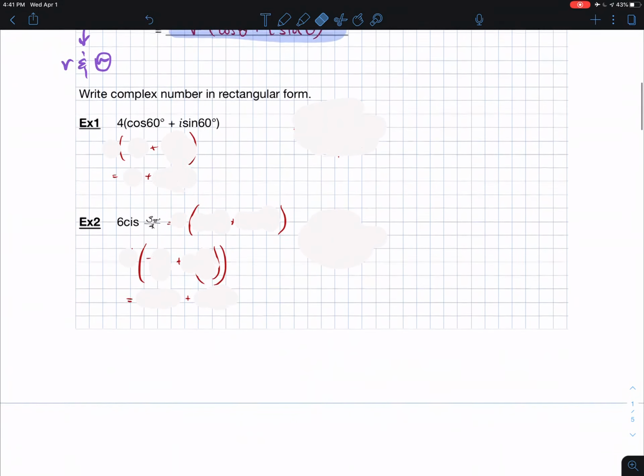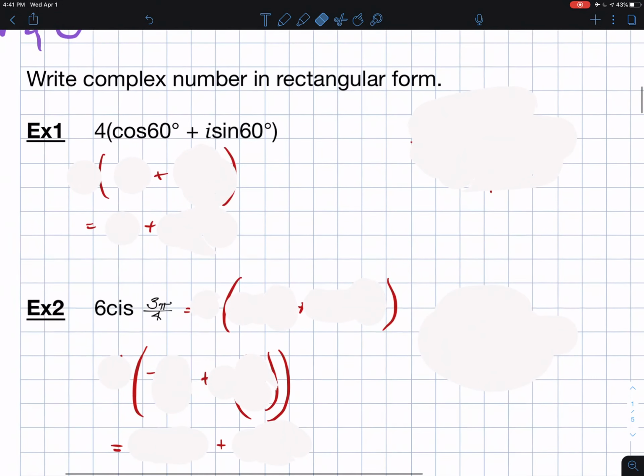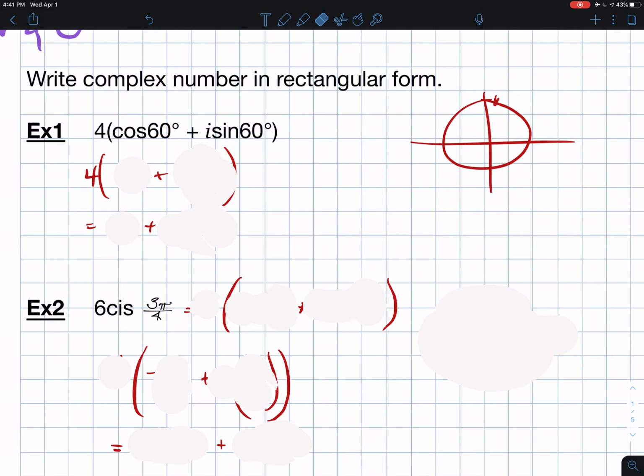So let's come down to example number 1. All I have to do is simply simplify. Figure out what is the cosine of 60. Use your unit circle. Figure out what is the sine of 60. Use your unit circle. Plug and chug. So we have our 4, that's our radius, times the quantity cosine 60. Let's go over to our unit circle and draw this first of all. Cosine of 60 is going to be a half. What's the sine of 60? Root 3 over 2. Don't forget you've got an i there.